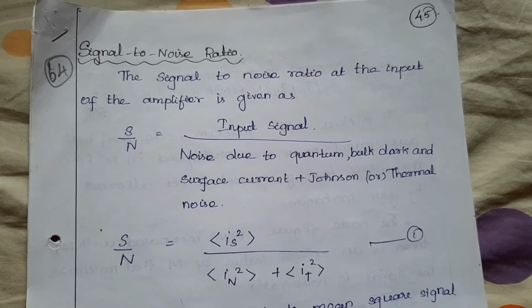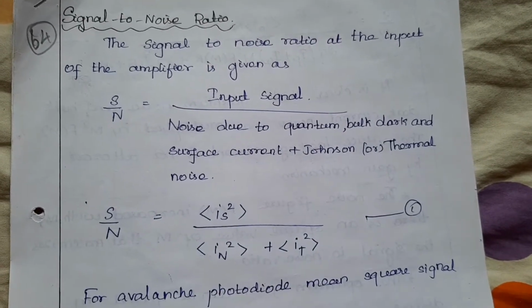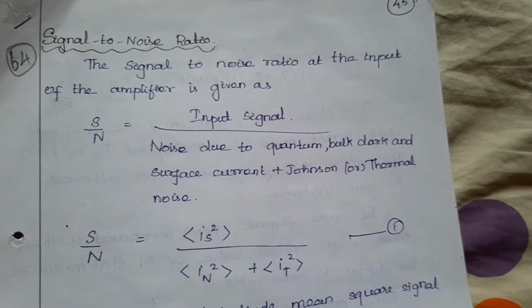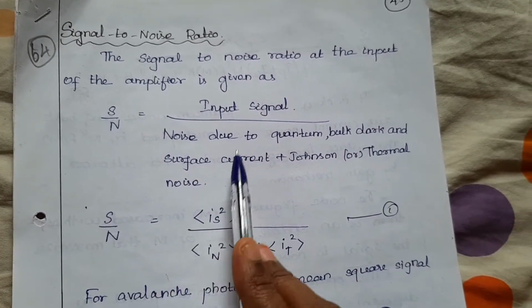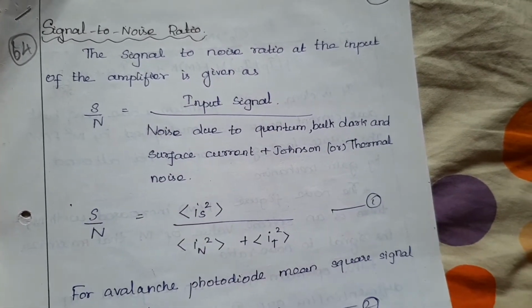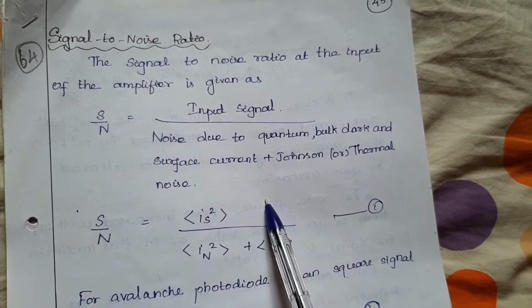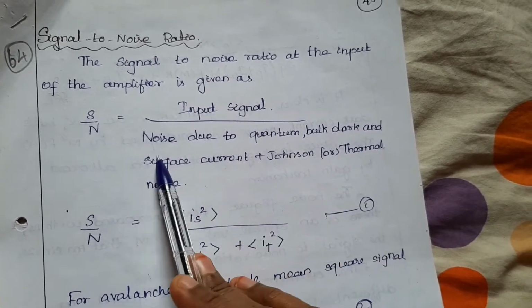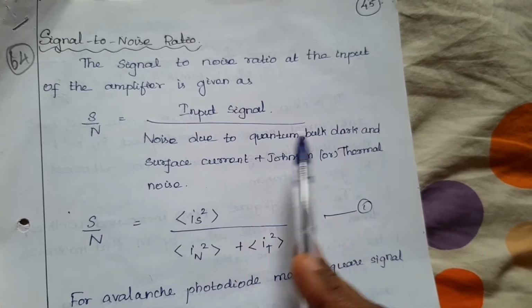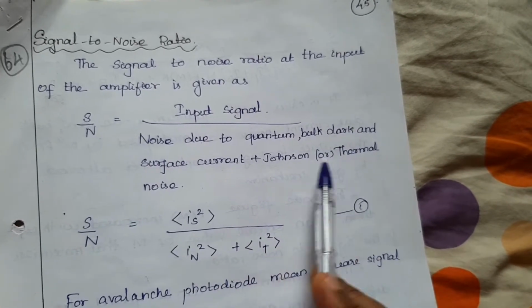So in the next topic, we can see the derivation of signal to noise ratio. The signal to noise ratio at the input is given by the ratio between the input signal to the noise due to quantum, bulk, dark and surface current and the Johnson or thermal current.